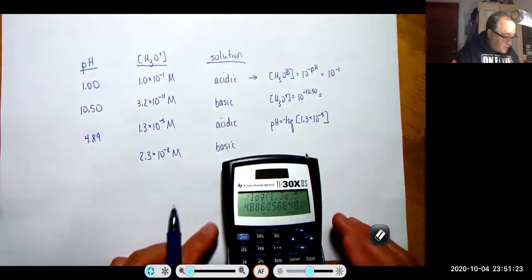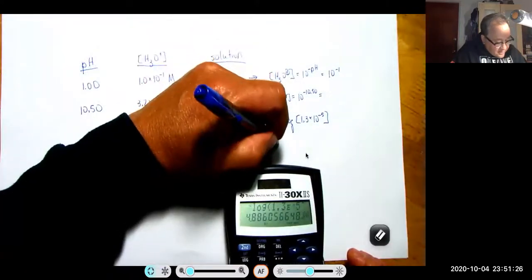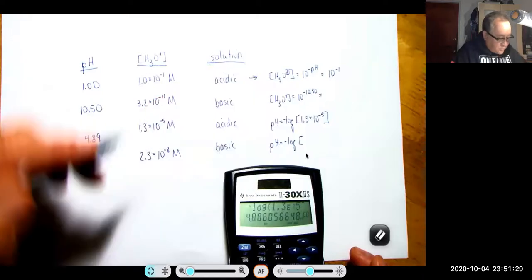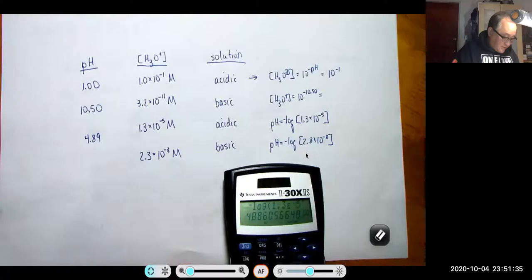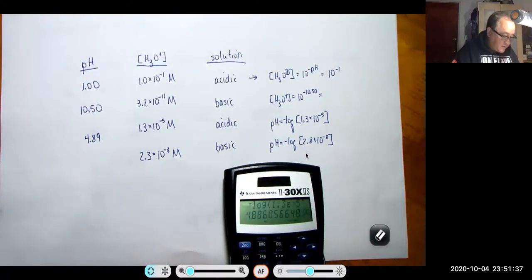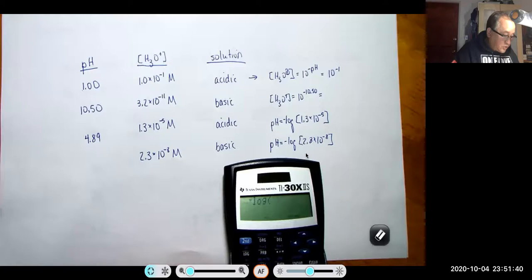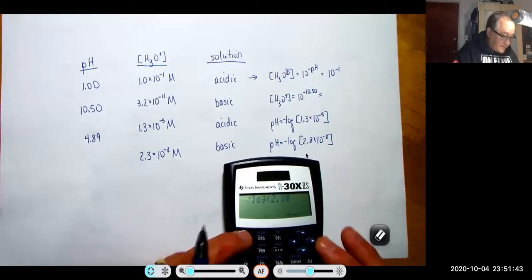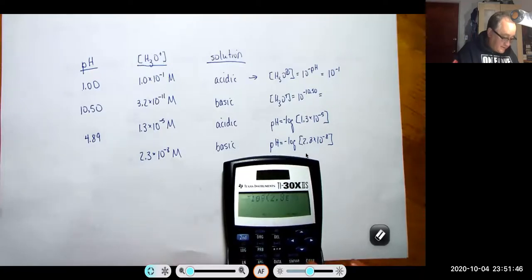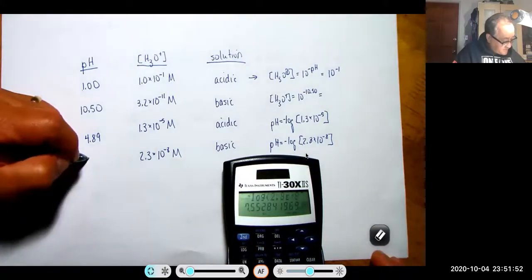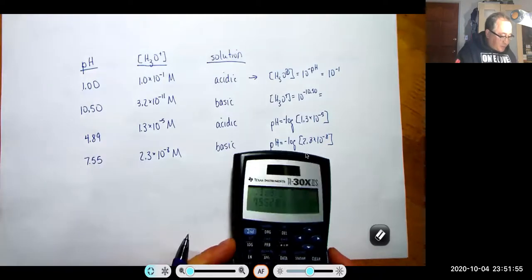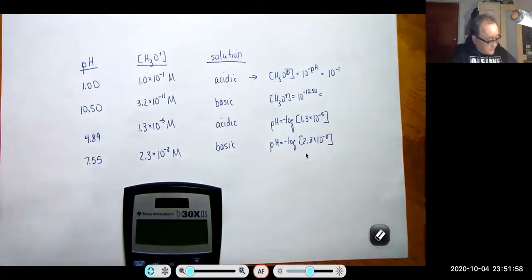So let's do the next one. The pH is negative log of 2.3 times 10 to the minus 8. Clear, negative log 2.3 second EE negative 8, and we get 7.55. Here you can see that this is pretty close to 1 times 10 to the minus 7, so this is pretty close to being neutral. But it's just slightly above 7, so that makes the solution basic.